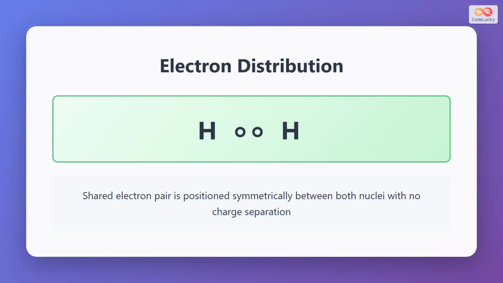In a nonpolar covalent bond, the shared electron pair is positioned symmetrically between both nuclei. Let's visualize this with a hydrogen molecule. The two electrons forming the bond sit directly in the middle of the two hydrogen nuclei. Because the electrons are shared equally, there is no charge separation in the molecule. Neither end of the molecule becomes partially positive or partially negative. This symmetrical distribution is the defining characteristic of nonpolar covalent bonds.